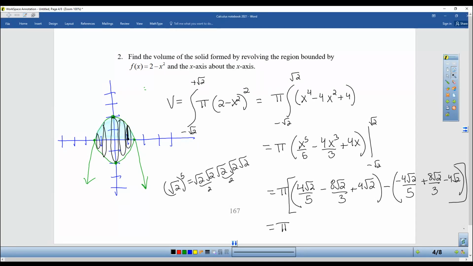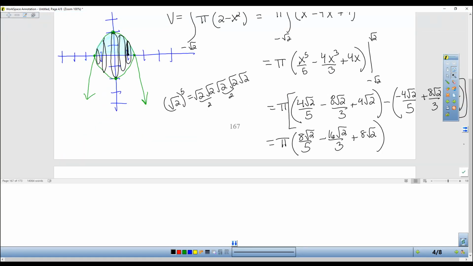So the common denominator, well, first of all, this will give you the 4 and the 4 make 8 square roots of 2 over 5 if I distribute that negative. And then this one, they're both going to be negative, minus 16 square roots of 2 over 3, and then plus 8 square roots of 2. So I do want to get a common denominator, which is going to be 15.